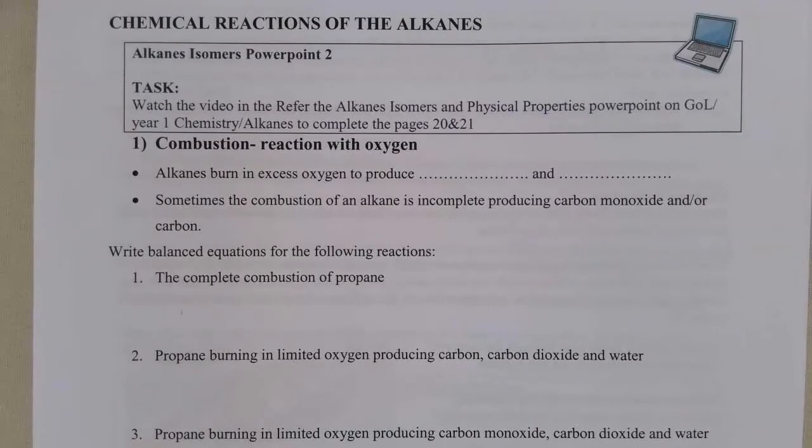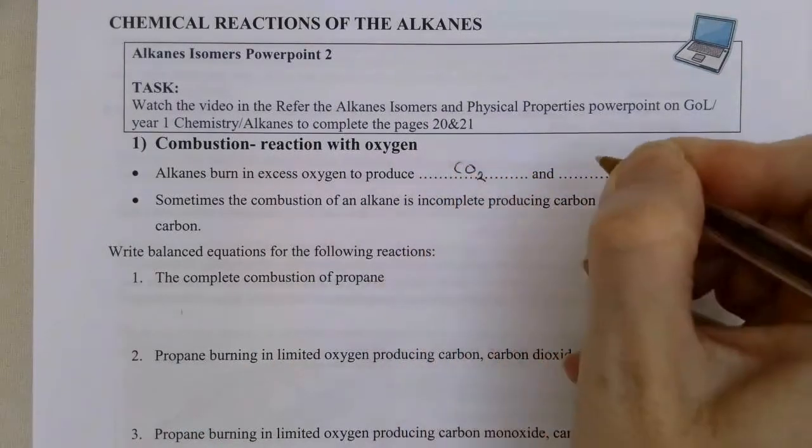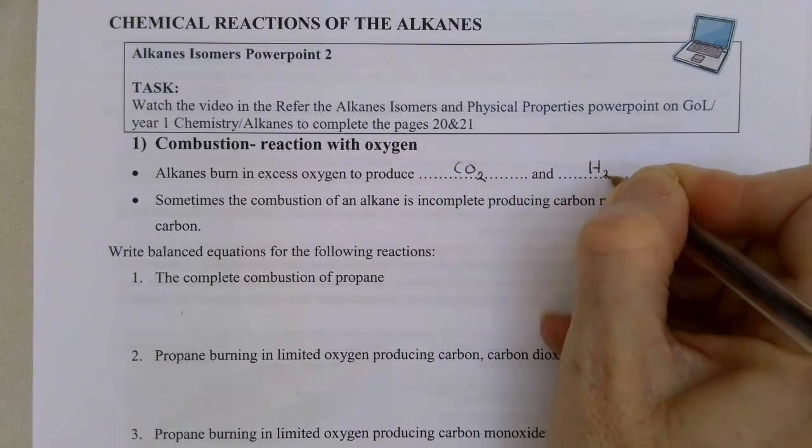In the next section of the notes, we're going to be looking at the chemical reactions of the alkanes. The first one we're going to be looking at is combustion. Now, alkanes burn in excess oxygen to produce carbon dioxide and water.